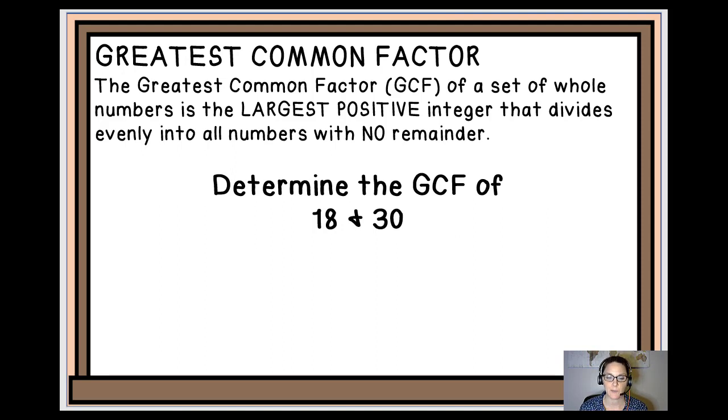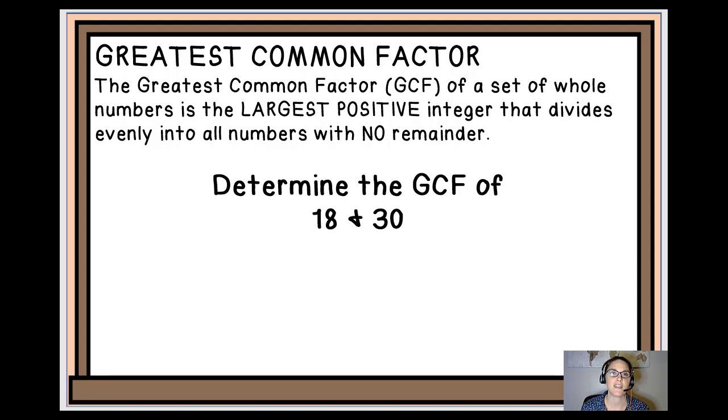Okay, so the first example, first we're going to define, well, what is a common factor? The greatest common factor, GCF, of a set of whole numbers is the largest positive integer that divides evenly into all the numbers with no remainder. So if we're looking for the greatest common factor, the GCF, between 18 and 30, what we're going to do is make a list of all the factors of 18 and then all the factors of 30, and then we're going to look for the highest number that's common between those two sets.